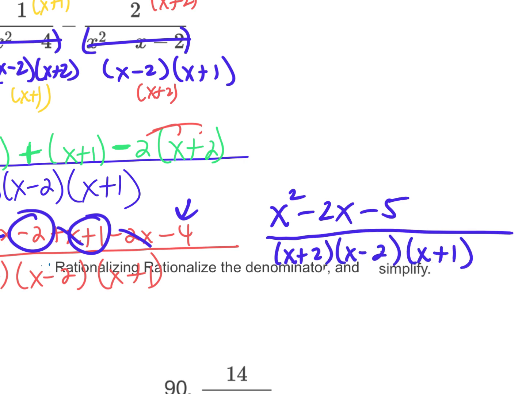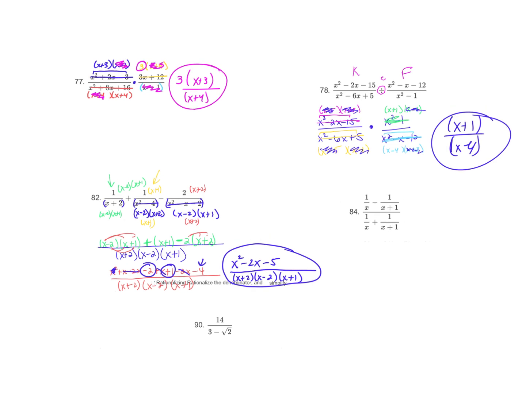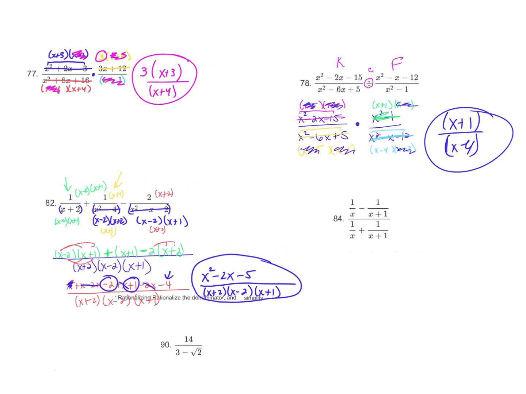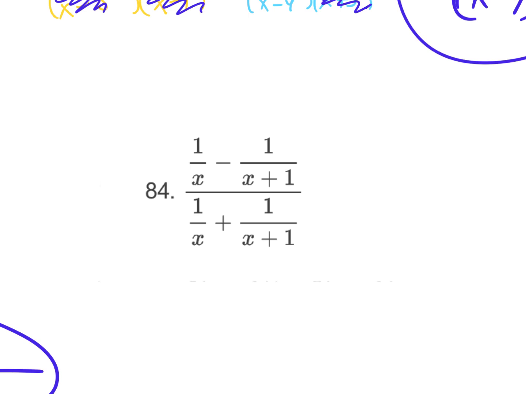And then lastly, now you can say, all right, can I factor my numerator so I can cancel things out? Are there factors of negative 5 that'll multiply to give me negative 5 and add to give me negative 2? No. So we're done. That is a fairly long problem that you guys need to be able to do. So make sure you guys follow along. Let's do some extra practice on Monday in class.